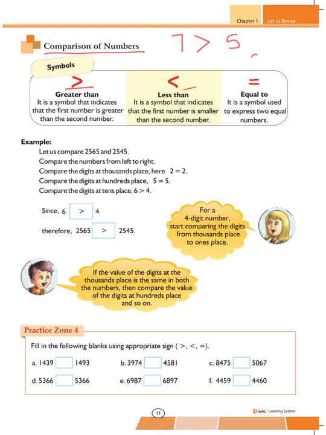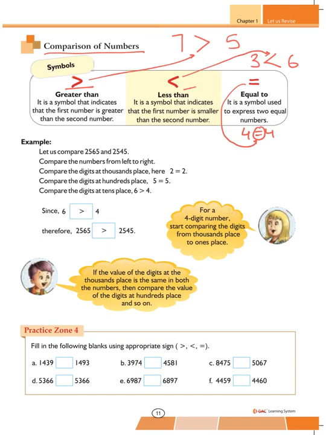So suppose we have 3 and 6. We know that 3 is less than 6, so we will put this sign: 3 is less than 6. And lastly, equal to. It is a symbol used to express two equal numbers. If two numbers are the same, for example 4 is equal to 4, this is called the equal to sign.